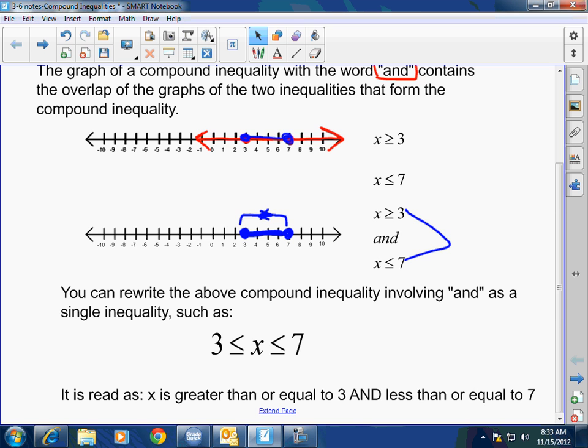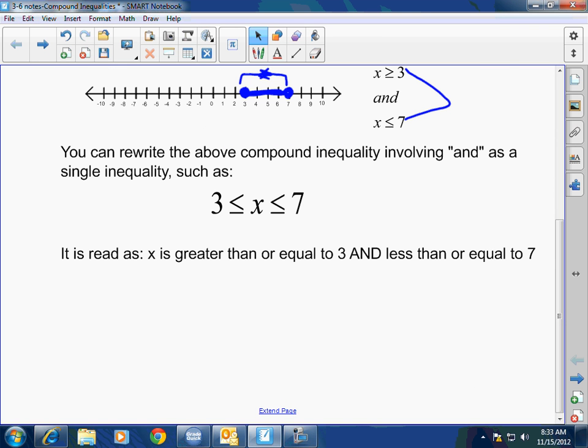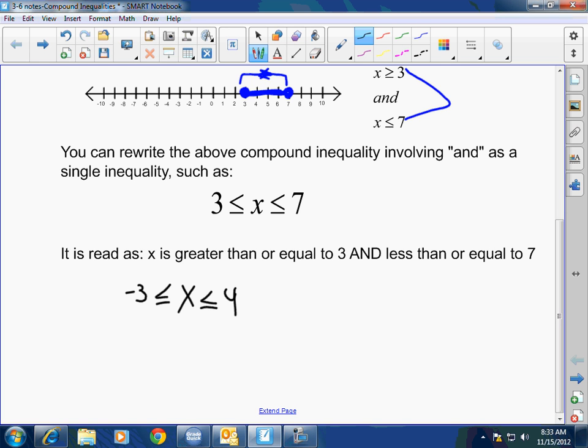That's the AND. So just to make sure, if I tell you graph x is greater than or equal to negative 3, but less than or equal to 4. Well, you have your graph, 0, negative 3, and 4. X is greater than or equal to negative 3, closed circle, I'm going to the right, bless you. But x is also less than or equal to 4. So, closed circle, going to the left. Hey, where do they intersect? Where do they overlap? Right here, between negative 3 and 4.